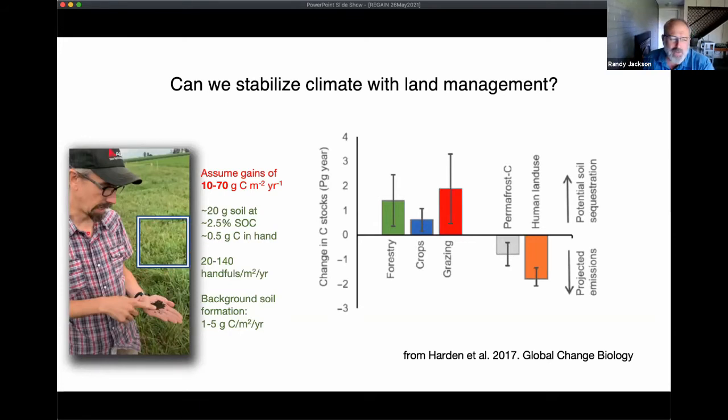So Greg's standing here showing us these beautiful mollisol soils in the Arlington Prairie. Just for context, there's about a meter squared of land behind him. If we look at that pile of soil in Greg's hand, which is not a lot, that might be about 20 grams. I didn't weigh it. I'm just guessing.